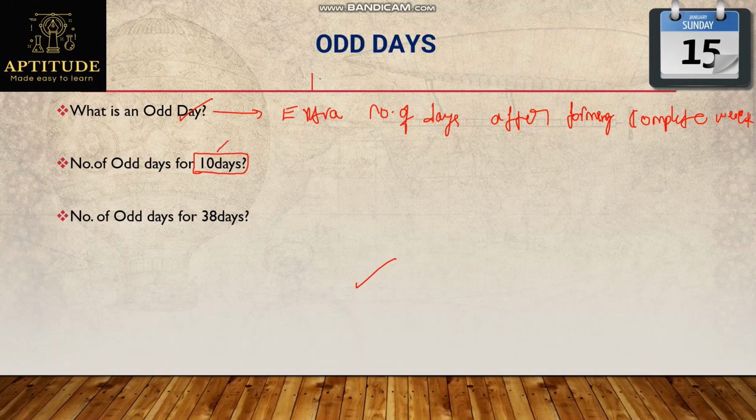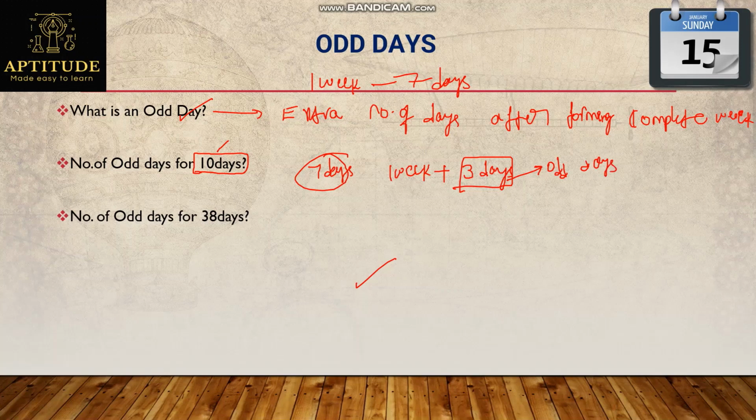We know 1 week will have 7 days, right? 10 days means how many weeks can I form now? I can use 7 days to form a week. Done. Then what about the remaining days? How many days are left over? 3 days out of 10 days. So these 3 days are nothing but odd days. So simply we need to frame particular weeks, and the extra days left over are nothing but odd days.